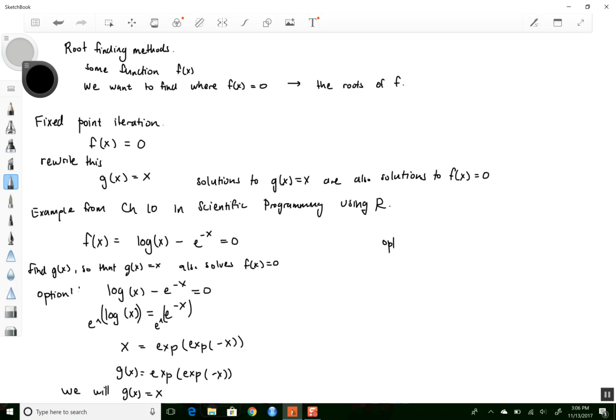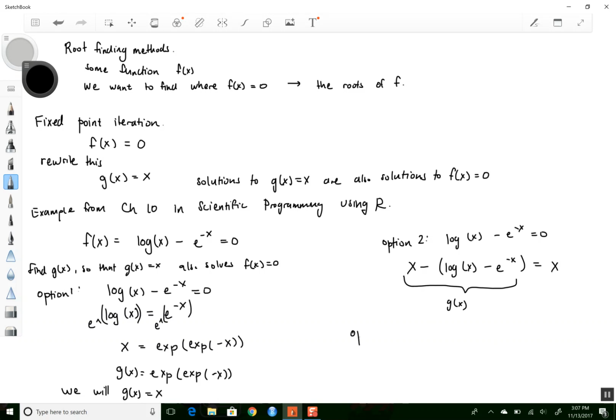Option 2 could be, we've got log of x minus e to the negative x equals 0, and we could take this and do x minus this, so we have x minus log of x minus e to the negative x is equal to x minus 0. And we will just say this is equal to g of x. We find where g of x equals x. That will also solve the original one.